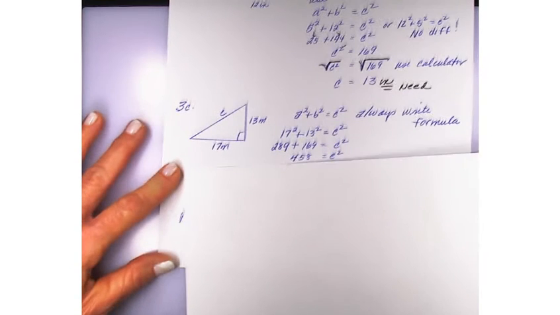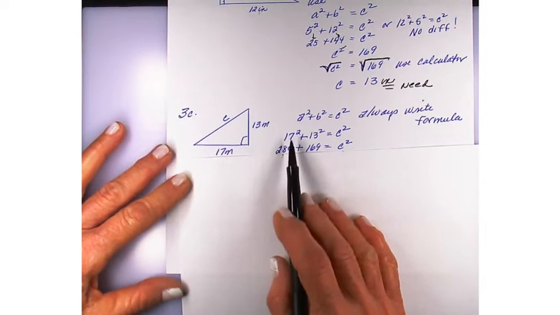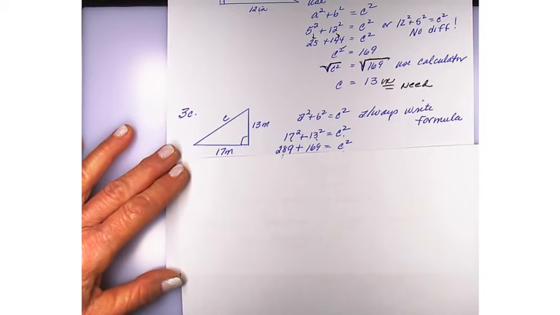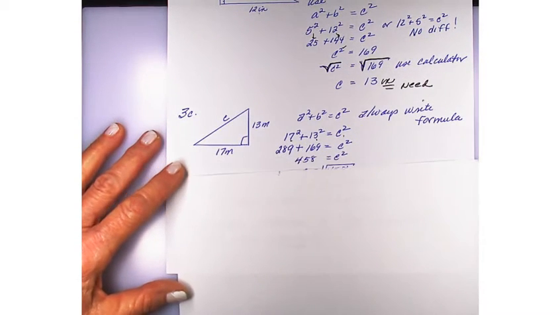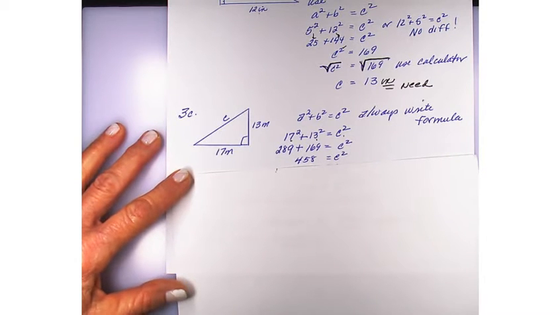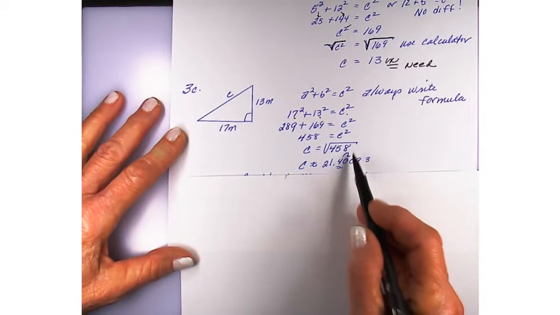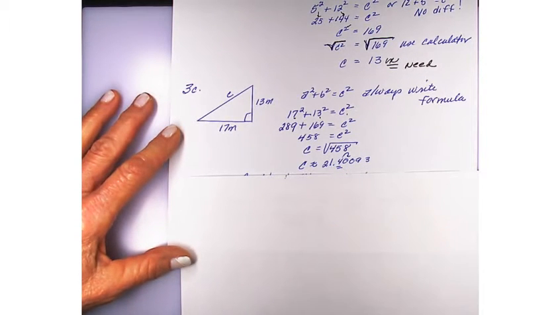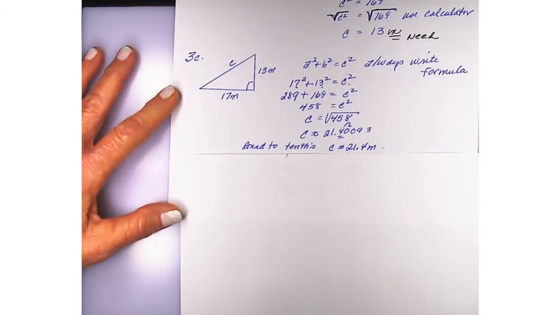Looking at 3C, same thing. We have 17 squared plus 13 squared equals c squared. Put this in your calculator. We get c squared is 458. I don't expect you to know that. And when you put it in, it's not a perfect square. So c is equal to this number here, round it off to the nearest tenth, and we get 21.4 meters.